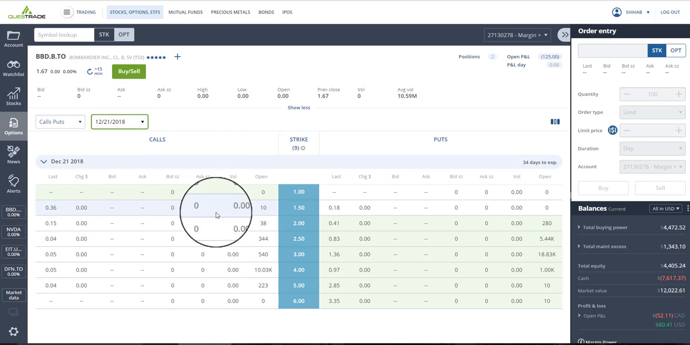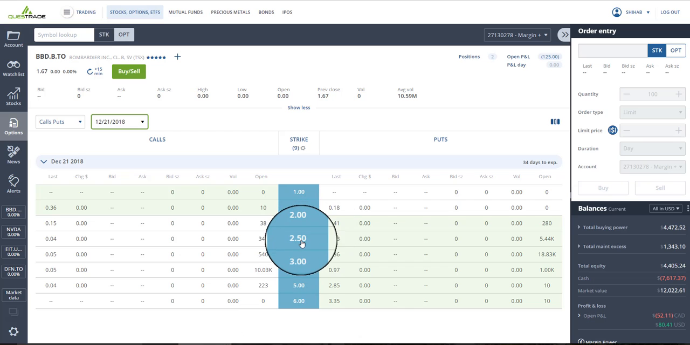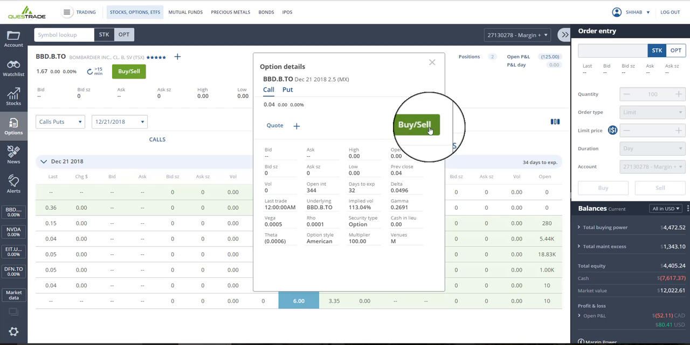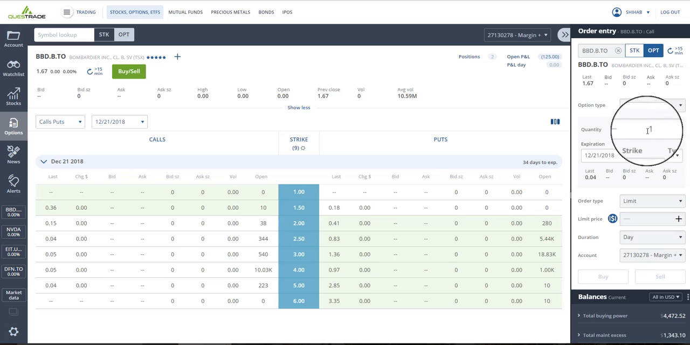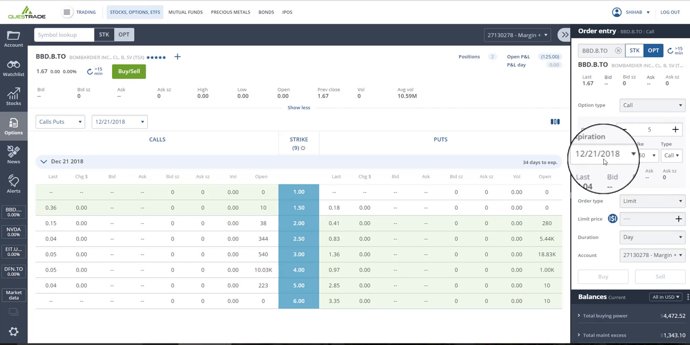So I had sold the December 21st covered calls, so expiry date in about a month, and I chose strike price $2.50. And then you just click here and you click sell, and then you get the order entry window here. Since I have 500 shares and one option contract is 100 shares, that means I would sell 5 option contracts. Strike price $2.50, expiration date December 21st, 2018. So in about a month.